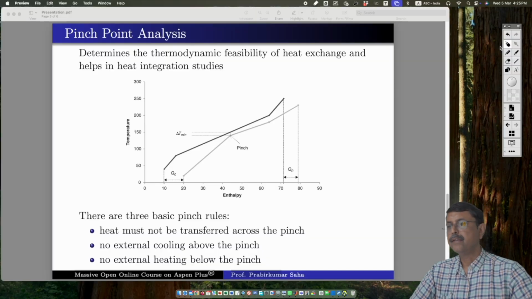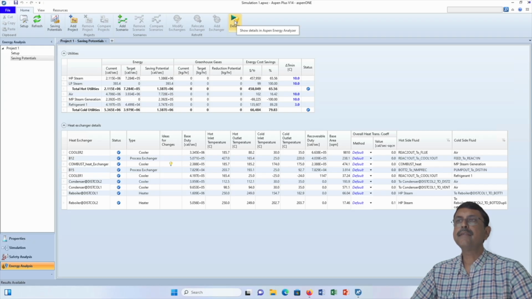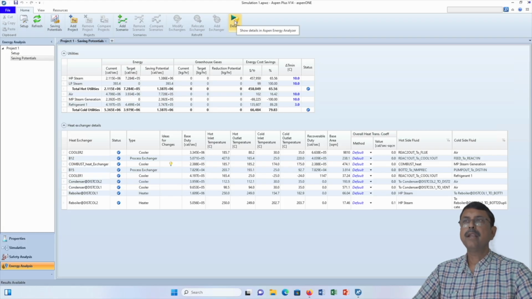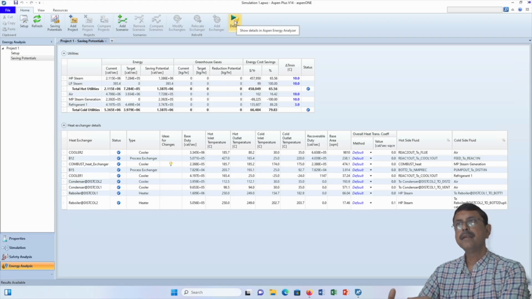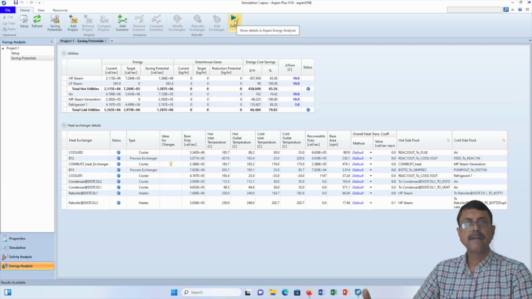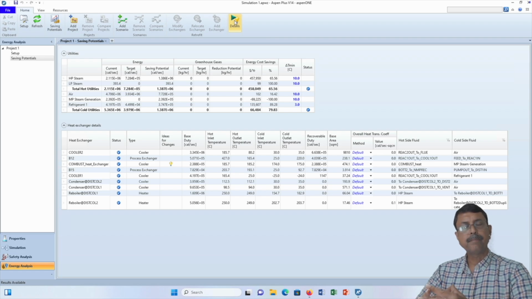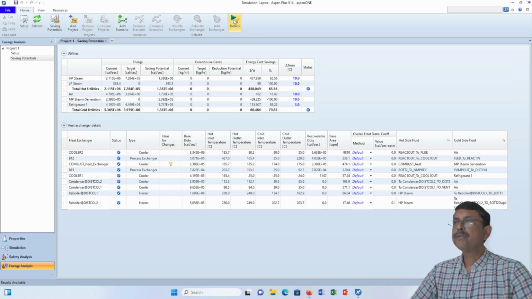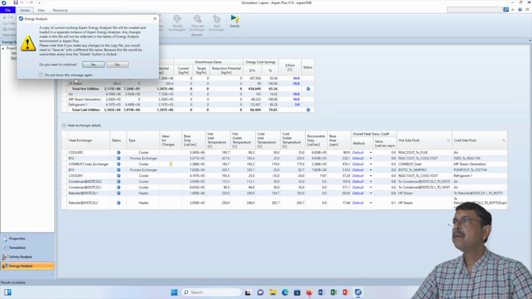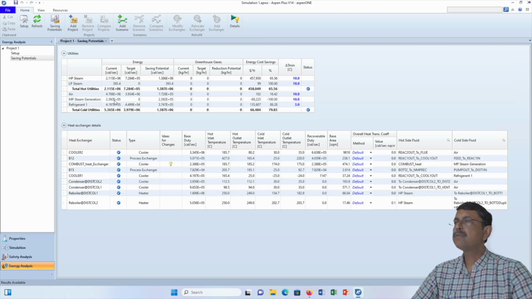Now here you can see show details in Aspen Energy Analyzer. Aspen Energy Analyzer is a separate platform altogether. It is connected to Aspen Plus, so anyone can call Aspen Energy Analyzer from within Aspen Plus. Once you press these details, Aspen Energy Analyzer will open up in a new platform and show you the details. Suppose you press the details over here, it will give you some warning message, but you just press yes over here.